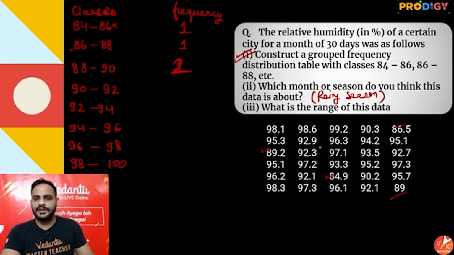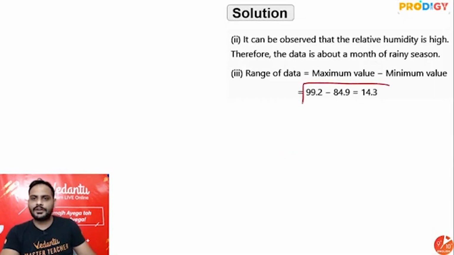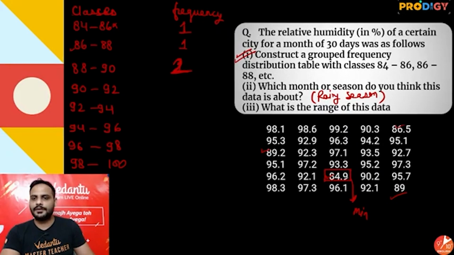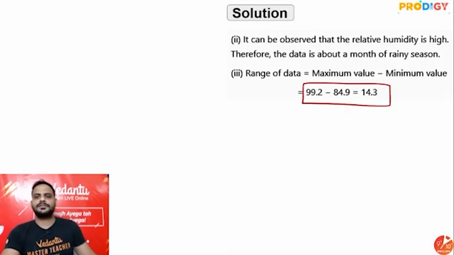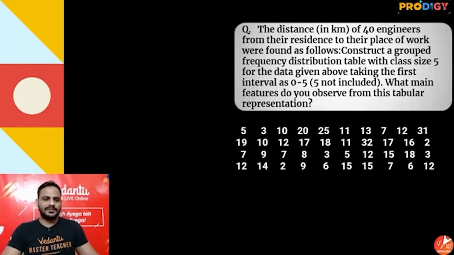What is the range of this data? So in the range, if I see, the minimum value is 84.9 and the maximum value is 99.2. Is there any value more than 99.2? No. So I can say the range is 99.2 minus 84.9, which is 14.3. Okay, this is the maximum value. So this is the range, है ना? So guys, देखो, you can see data is very easy to sort out.